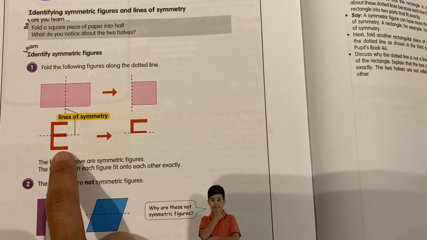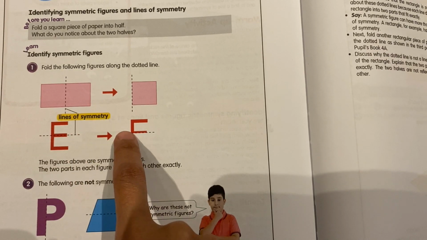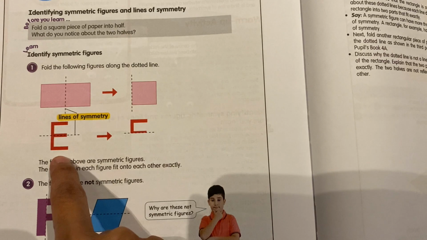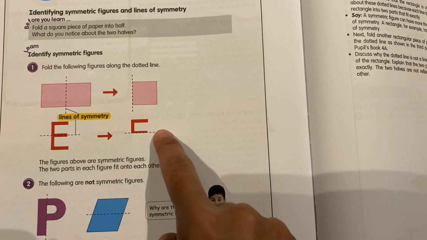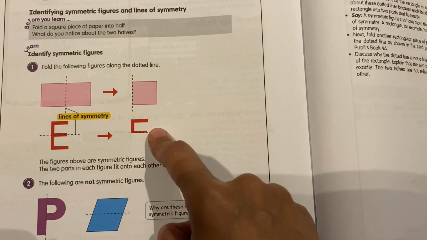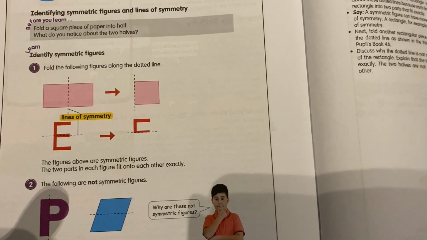Okay, let's take a look at the next one. The letter E. You can cut it this way, and this is the line of symmetry. This line is drawn straight, and what you have on top also appears at the bottom. Right, so let's find out more.